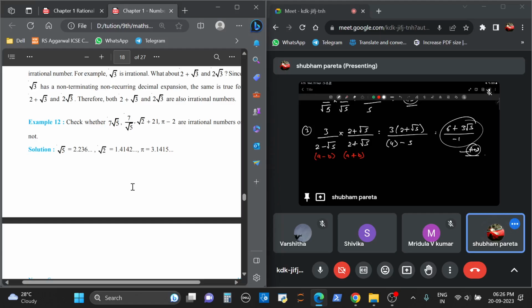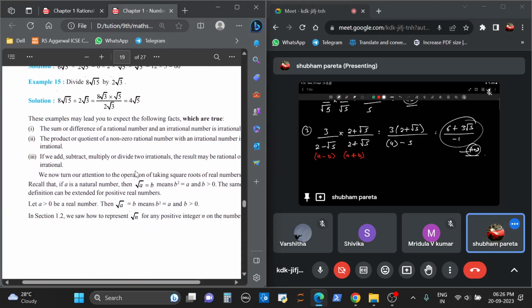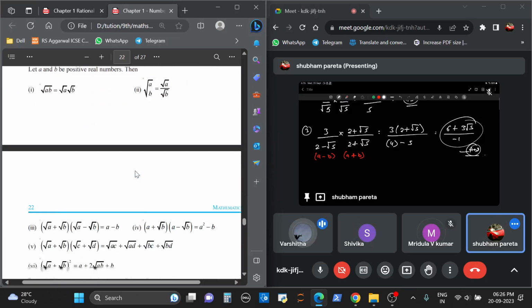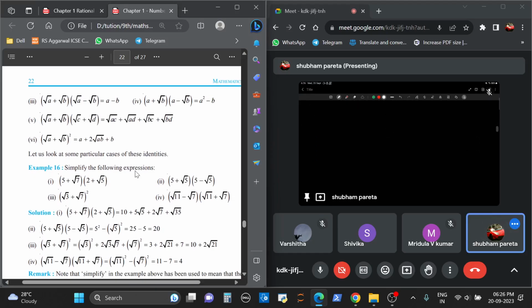Here are some of the things in the case of rationalization which you need to take care of. This is what we call rationalization, and this you have to practice, guys. I will give you some questions for the rationalization. Please do some of them.